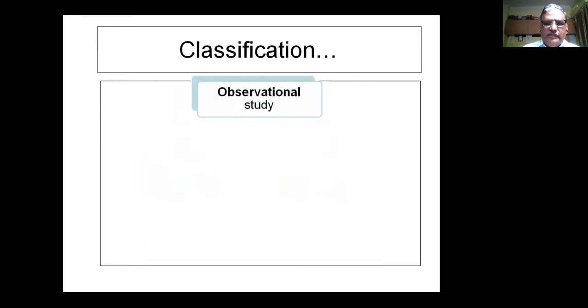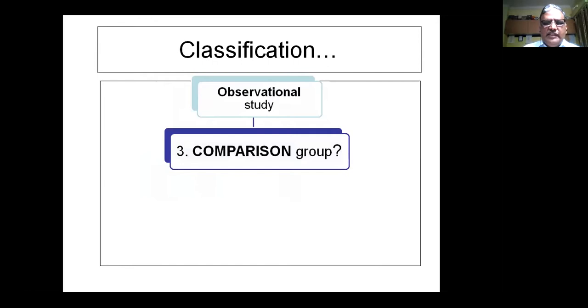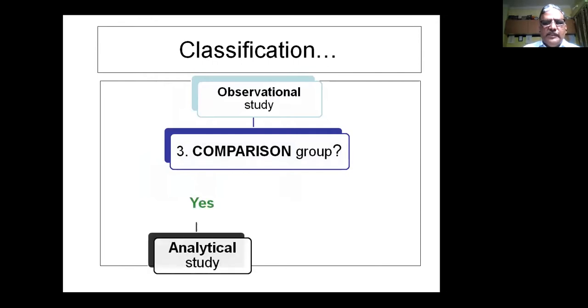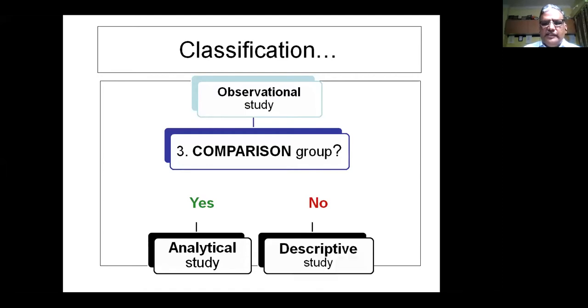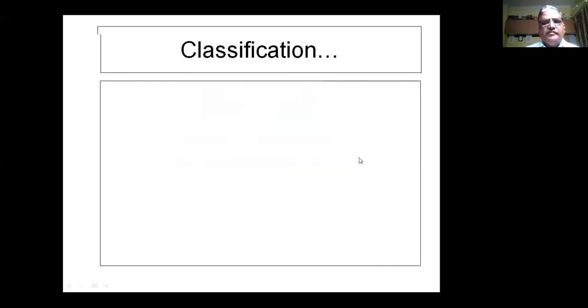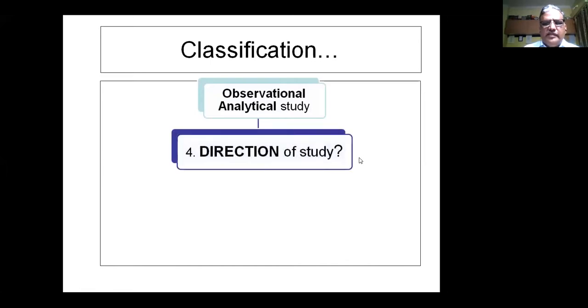If it is an observational study, and if there is a comparison group, then it is an analytical study. And if there is no comparison group, then it is a descriptive study. You are just describing a cohort of low birth weight infants and their outcomes. But when you are comparing them with normal birth weight, it becomes an analytic study.